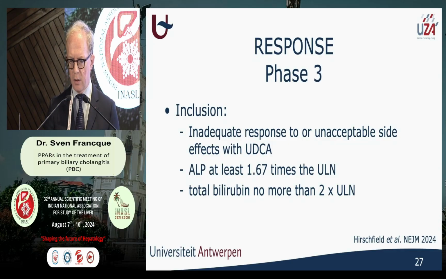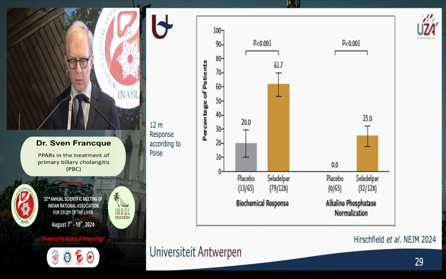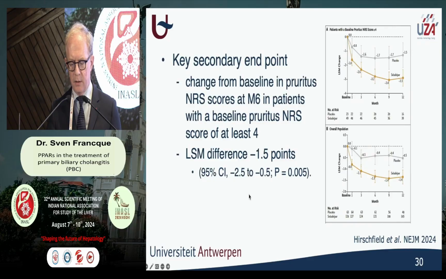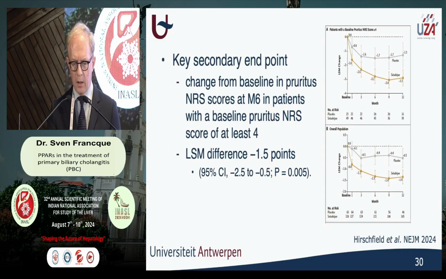Inclusion criteria was based on the more recent response, as I tried to explain, so the 1.67 threshold, and also the primary endpoint was based on that response. What did we observe? First of all, in terms of biochemical response at 1 year, and again have a look at the number of patients, about 130 in the active treatment arm and 65 in the placebo arm. You see about 62% of biochemical response and 25% of alkaline phos complete normalization in the seladelpar arm.